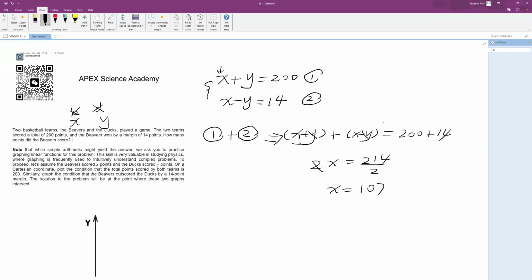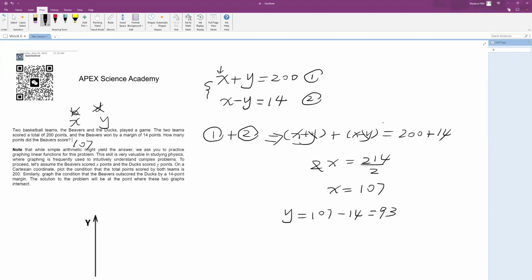If you want to calculate Y, then you just put X back into one of the equations, for example this one, and you will get Y equals 107 minus 14, which is 93. So that will be our solution for this problem. Basically, the Beavers scored 107 points. So that's the mathematical solution for this particular problem.